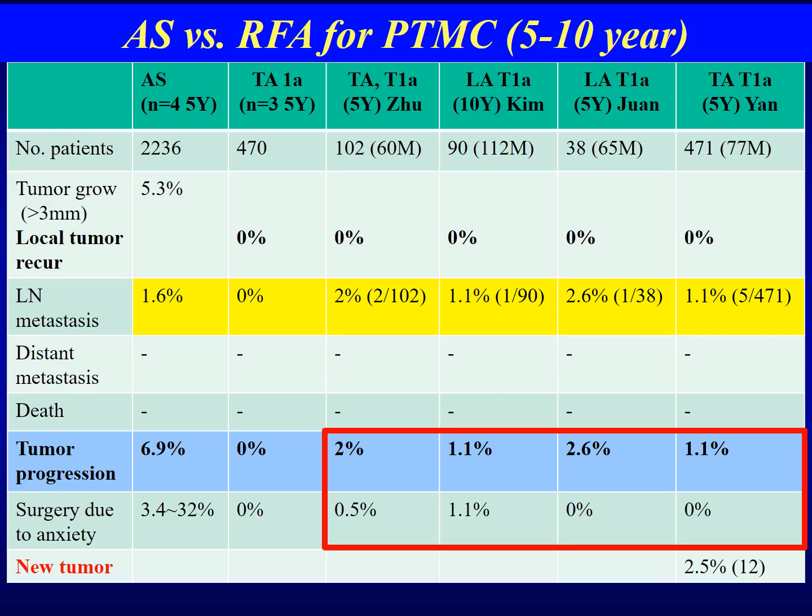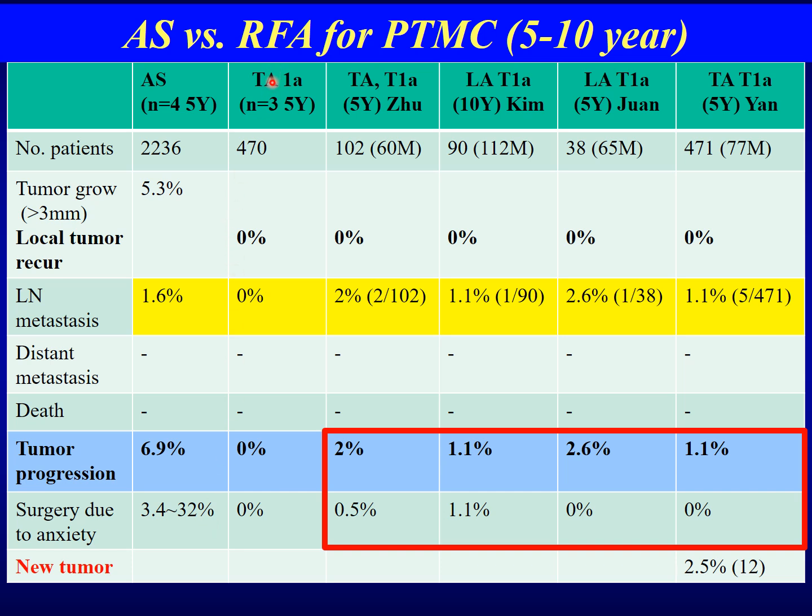Let's move on to the primary cancer. This table compares the active surveillance and the radiofrequency ablation data. This is a meta-analysis of more than 2,000 patients of active surveillance. How about the tumor progression rate? It was 6.9% in this meta-analysis, and surgery due to anxiety was reported up to 32%.